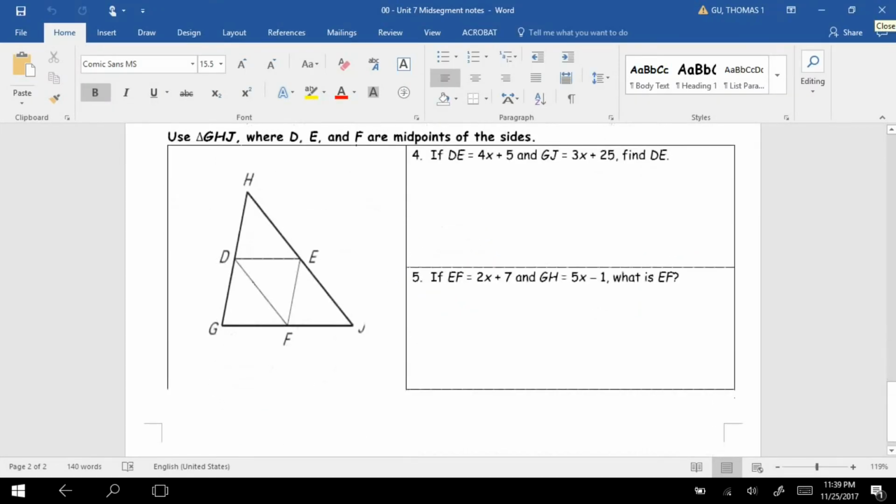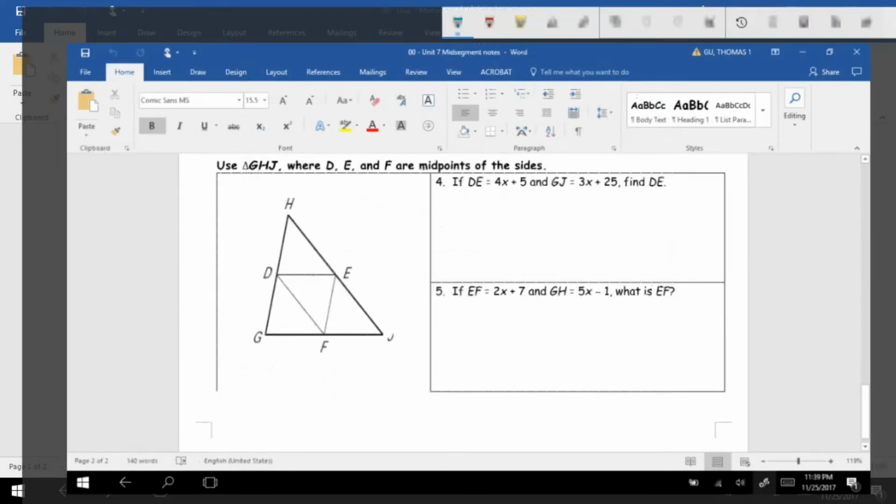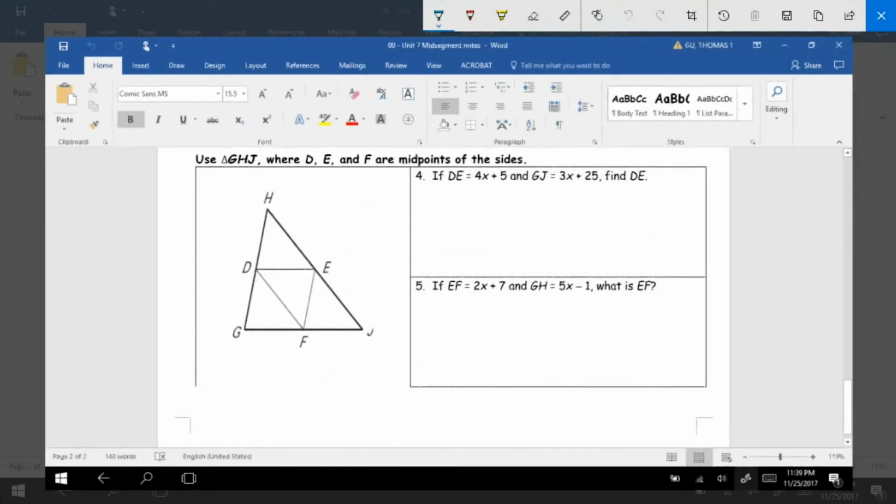Okay, scrolling it down. Use triangle GHJ, where D, E, and F are midpoints of the sides. Let's do some labeling just in case we'd have to do something. D is the midpoint, so GD is going to be congruent to DH. HE is going to be congruent to EJ. And GF is going to be congruent to FJ. All right, so I've labeled that.